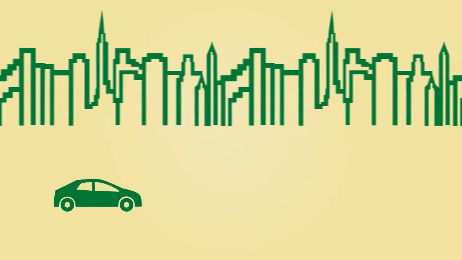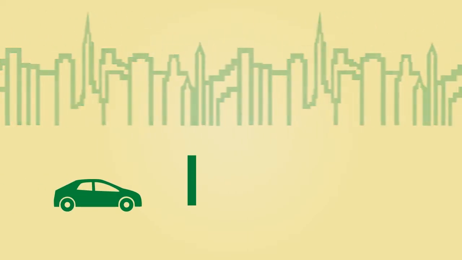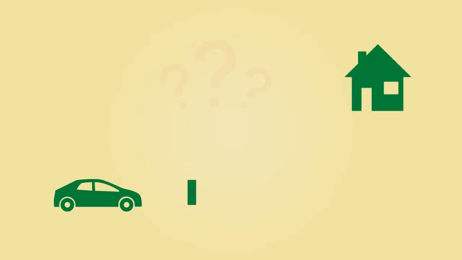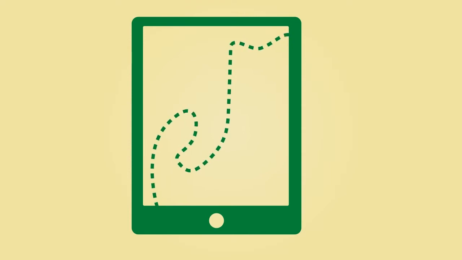When he drives through the city where he works, he sees that the level of pollutants is quite high, and when he arrives home, he wonders why. He opens his tablet and sees the summary of his last previous route. Some zones are highlighted where the levels were particularly high or low.